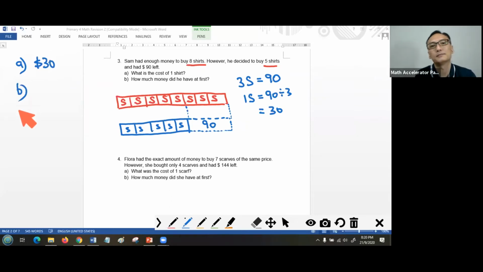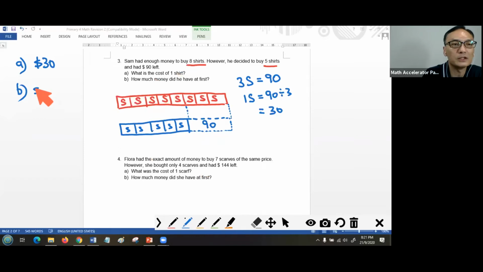So A, the answer is $30 for each shirt. How about B? How much money did he have at first? Are you able to help me with the calculation, and let me know the correct answer for part B? Right, good job. Thank you, Amber. Thank you, Aiden. Dira, you got it. Douglas, you got it.